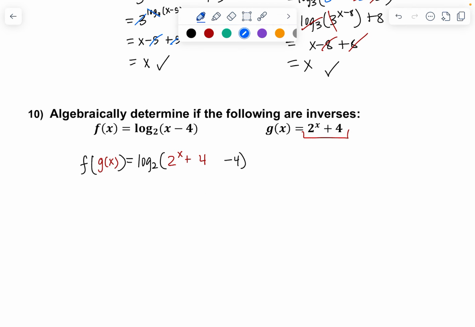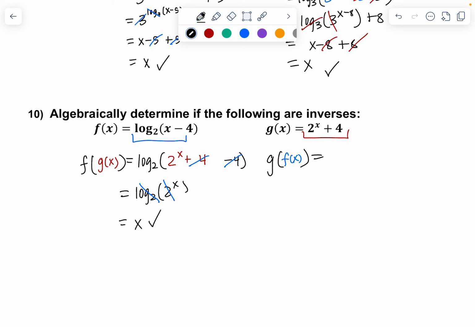And so right off the bat, the 4s cancel, leaving me with log base 2 of 2 to the x. And then the 2s cancel, log base 2 and exponential, leaving me with just the x. Going in the other direction, g is the outside function. F of x will be the inside function.